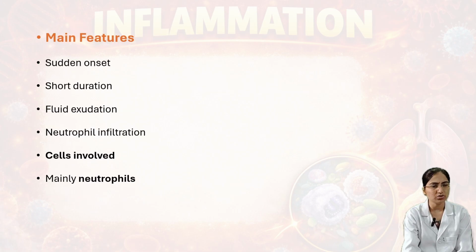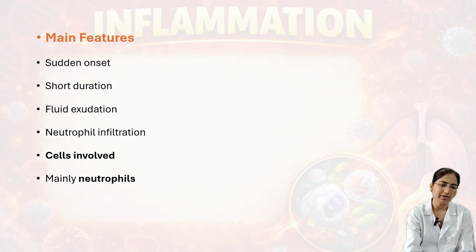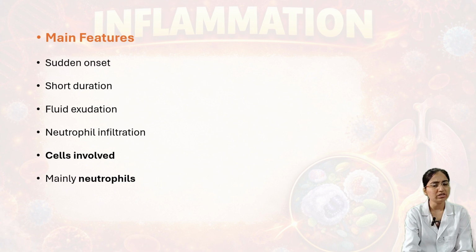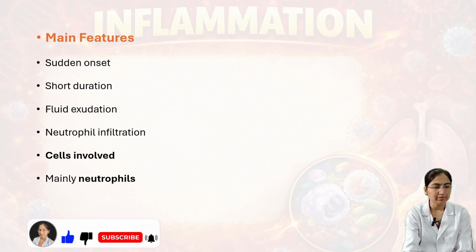Here the main features are sudden onset, short duration, fluid exudation, where fluid can come out, and then neutrophil infiltration. Here neutrophil is a type of WBC, which migrates, moves and comes into the tissue cells, and accumulates there. That is nothing but neutrophil infiltration, and the cells involved are mainly neutrophils here.